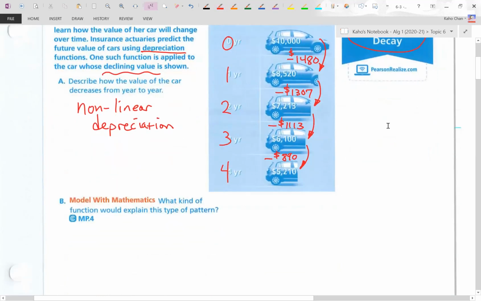What kind of function would explain this type of pattern? This is called exponential decay. The name of this section is called growth and decay. Growth means things are increasing. Decay is where things are decreasing or declining.